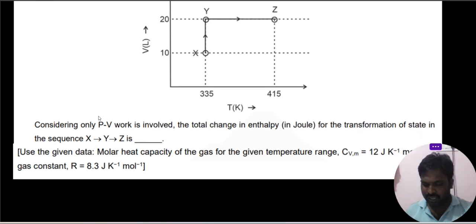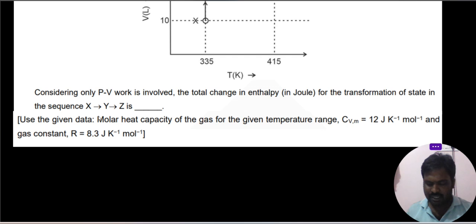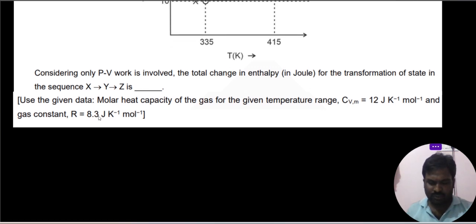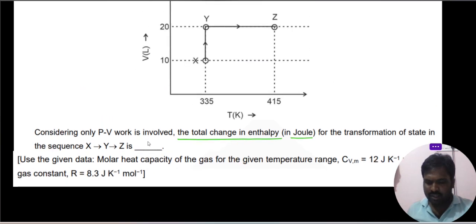This is from thermodynamics. A volume-temperature graph is given. We consider only PV work, and we need to calculate the total change in enthalpy in joules. We have to calculate it for X to Y and Y to Z. Now, X to Y is at constant temperature, so it is an isothermal process for an ideal gas. Temperature is constant, that's why delta H is 0.